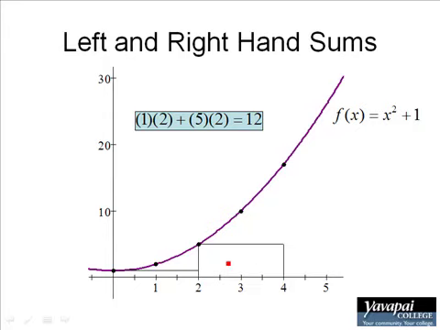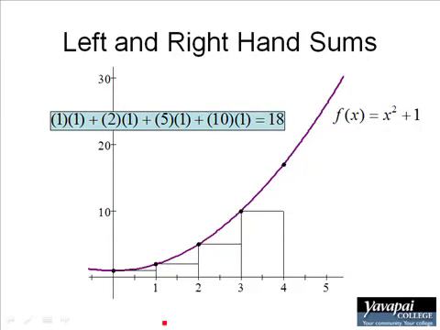The second rectangle also takes its height from the left-hand side, and that means I need to put 2 into this function, and when I put 2 into here, 2 squared plus 1 is 5, so this rectangle is 5 high, 2 wide, so the term up here is 5 times 2. So the area of these rectangles, which is going to be an underestimate of the actual area, is 2 plus 10, or 12.